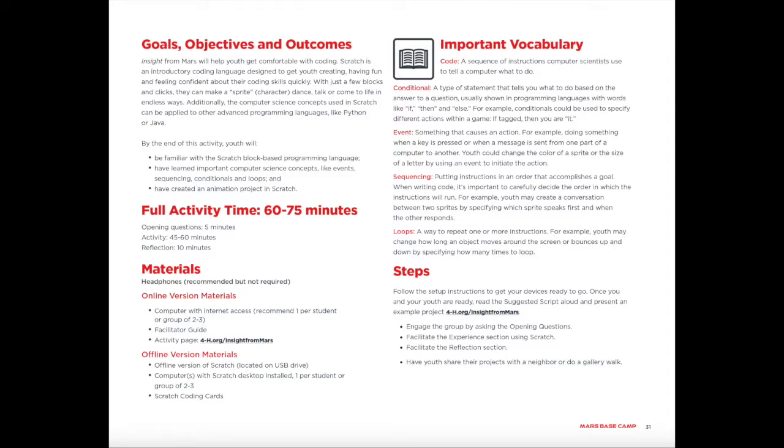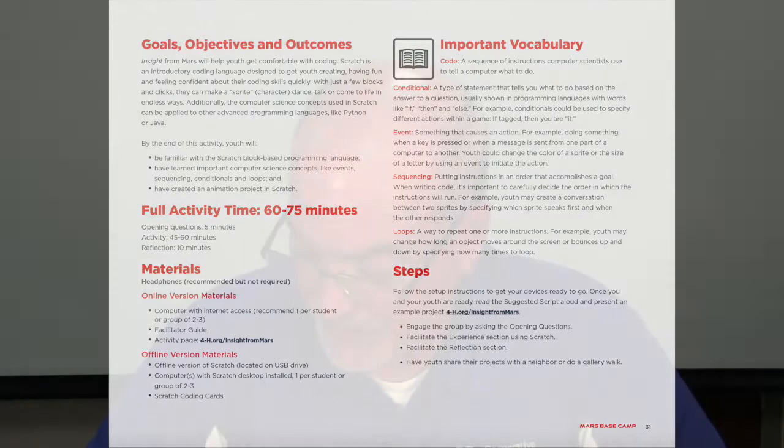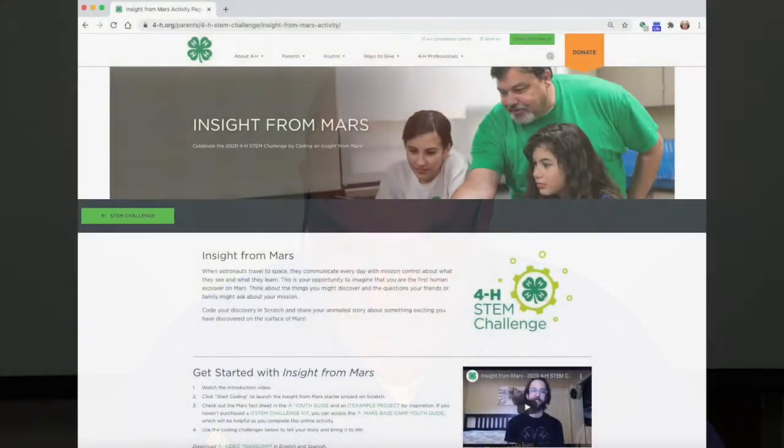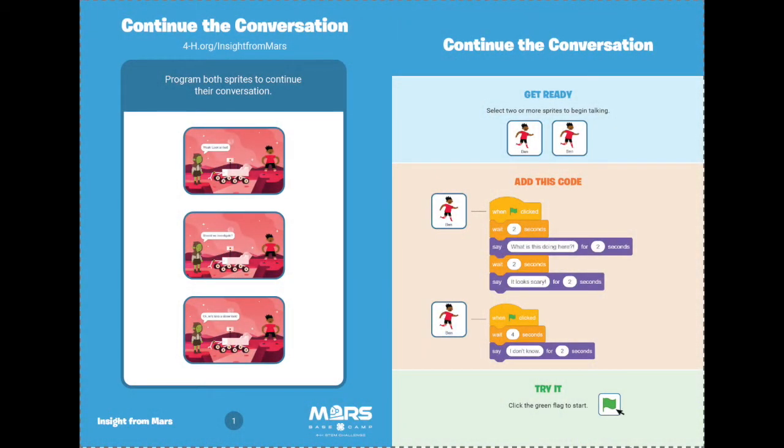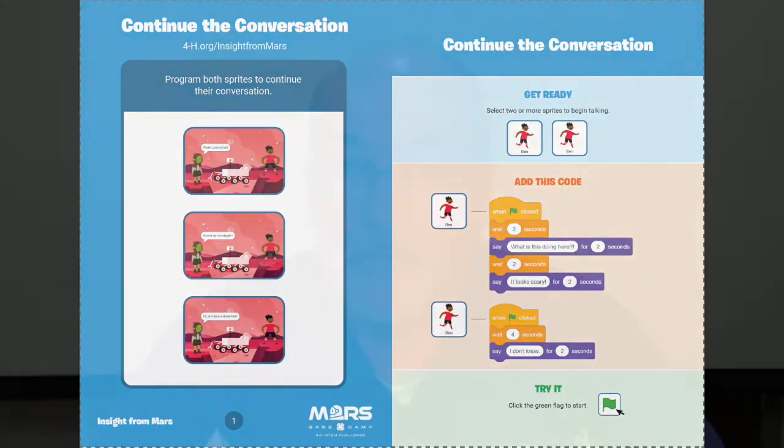The facilitator guide, in which the activity itself starts on page 30, and the activity page, which is available at 4-h.org/insight-from-mars. Other things that you will need that are in the kit are the Scratch coding cards and computers with Scratch installed if you are not able to do it in an online version. So let's take a look at what this is going to look like on the screen itself.